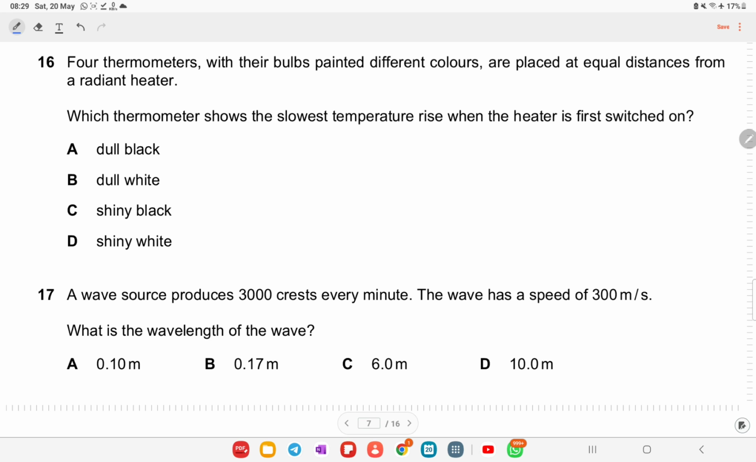Four thermometers with their bulbs painted with different colors are placed at an equal distance from a radiant heater. Which thermometer shows the slowest temperature rise when the heater is first switched on? So we know that dull black is a good absorber and the temperature is going to rise. Over here, dull white black is not the right one. Shiny black, again they are going to absorb more. The shiny white is going to be the right answer, because the dull white does absorb the heat, but the shiny one is going to reflect back the whole heat, so it's going to be the slowest one.